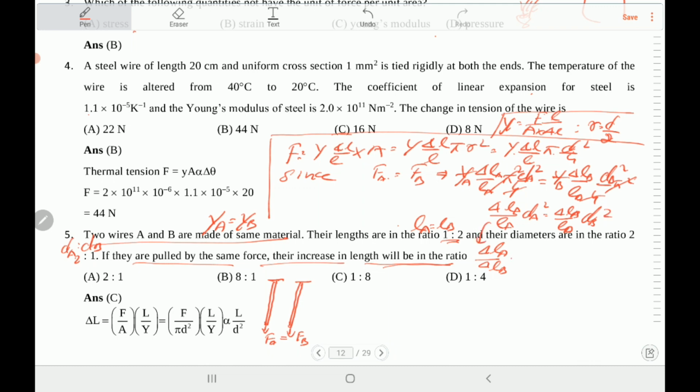If you continue down here, you solve for the extension of wire A to that of B. It's very simple. Now you can simplify it.